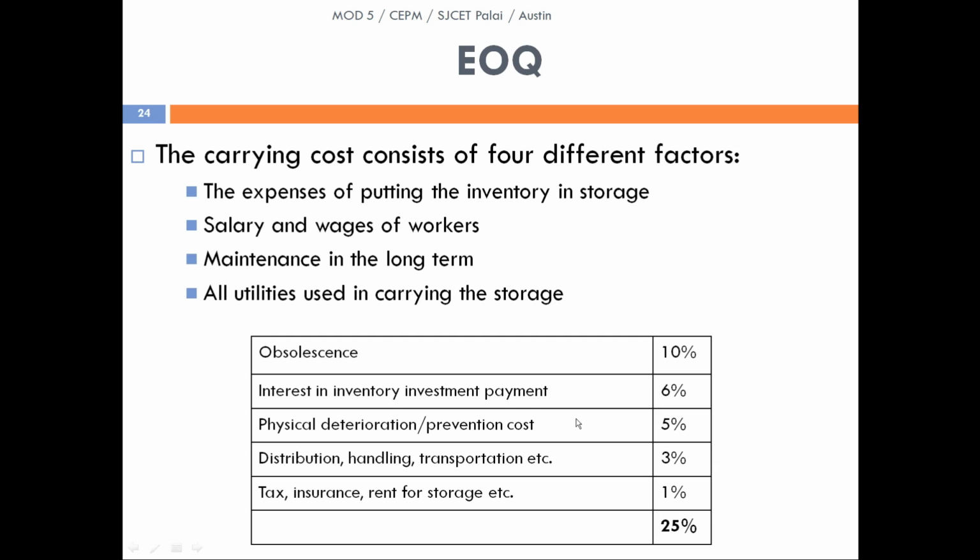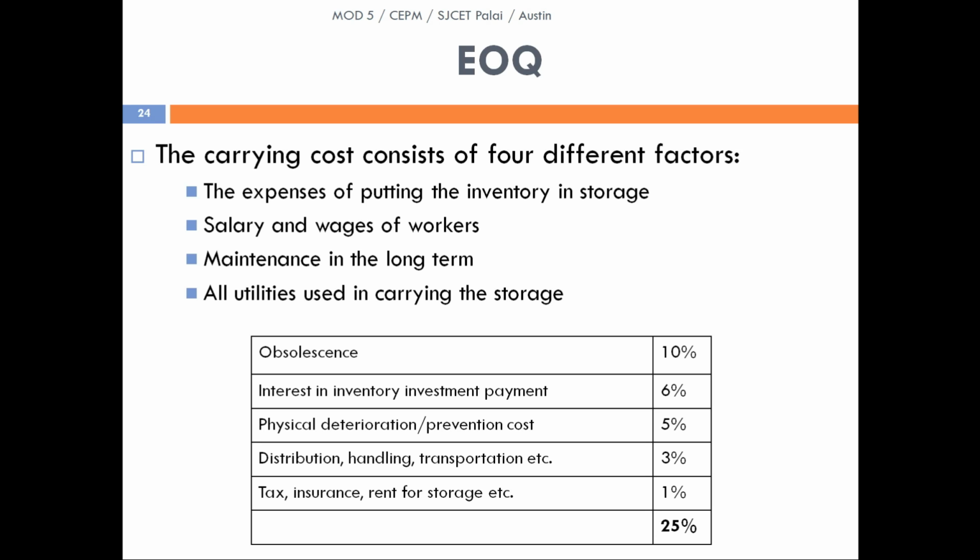So this 25% can be formed from various factors like obsolescence. Obsolescence means the reduced value over a period of time. If we have to store the material for about, say, 5 years, and after the 5 years the value of the material gets degraded from its initial value, that has to be taken into consideration, and it is accounted for about 10%. Then interest on inventory investment, payment, and physical deterioration that can occur is 5%, distribution, handling or transportation 3%, and tax, insurance or rent for storage etc. account for about 1%, altogether summing to around 25%.